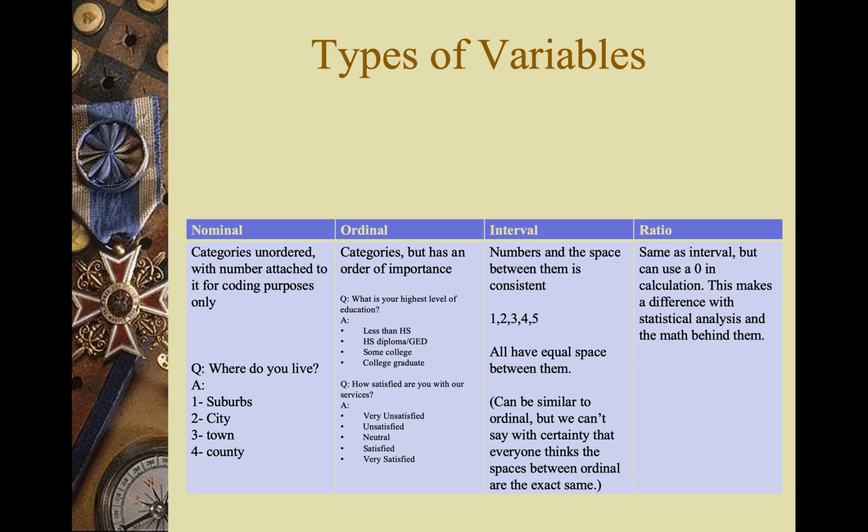An ordinal one, these are categories, but there's an order of importance. So like nominal, there wasn't any sort of order. Suburbs aren't better than cities. Towns aren't better than suburbs. Counties aren't better than towns. In ordinal, there is some order to the category.